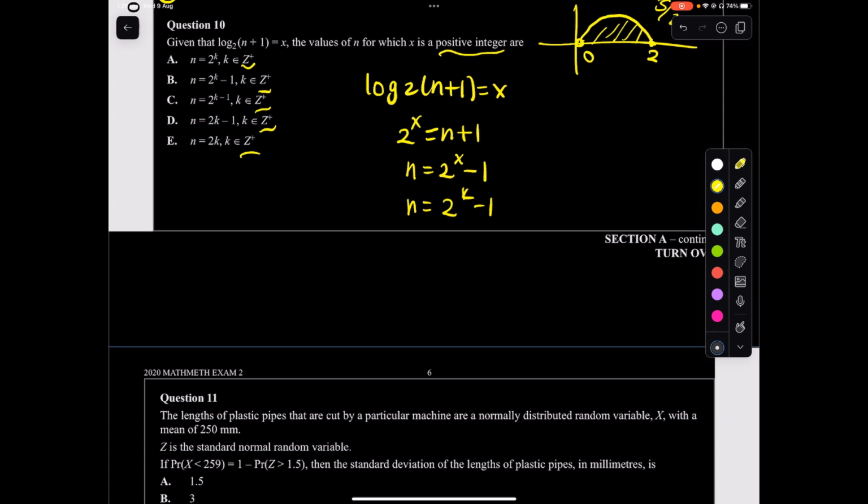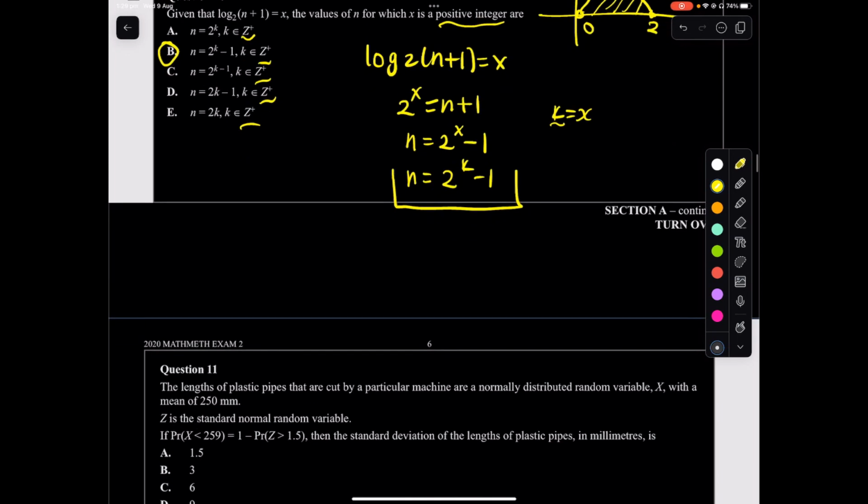Okay, perfect. Wait, because our k value is equal to x. That's what we just said right over here. So what we're doing right now is shoving all positive integers into k, and that's what our x values will be, which means that our values of n for x to be a positive integer would be this over here. Is that right? 2 to the k minus 1. Is it B? n equals 2 to the k minus 1. Yeah, looks right.